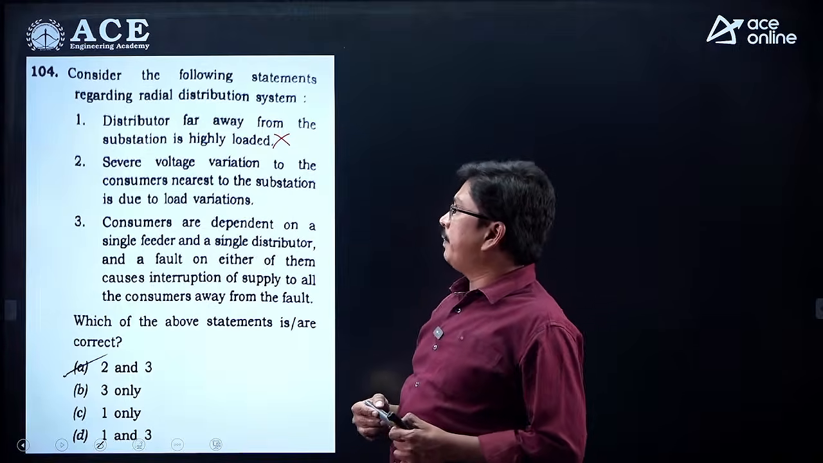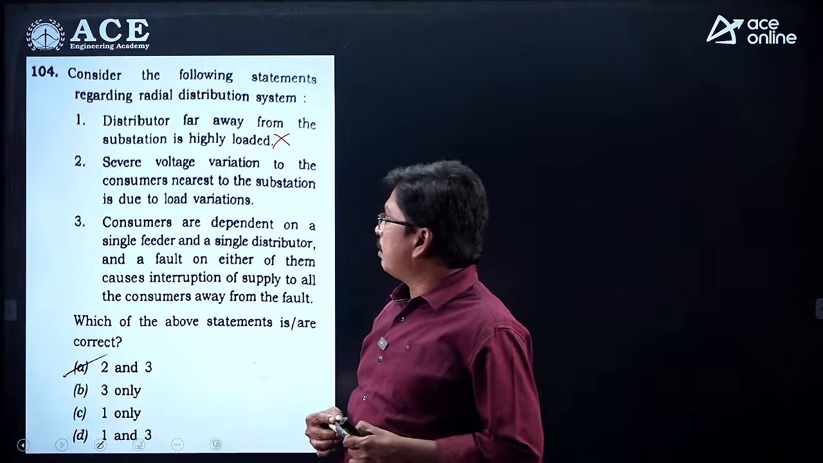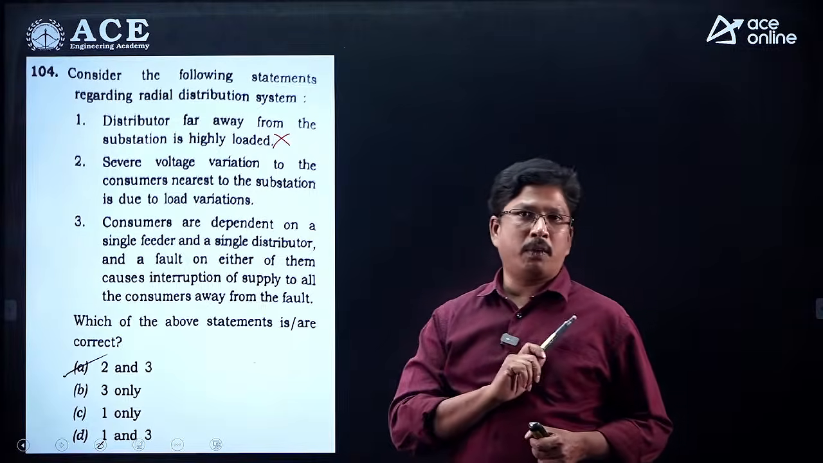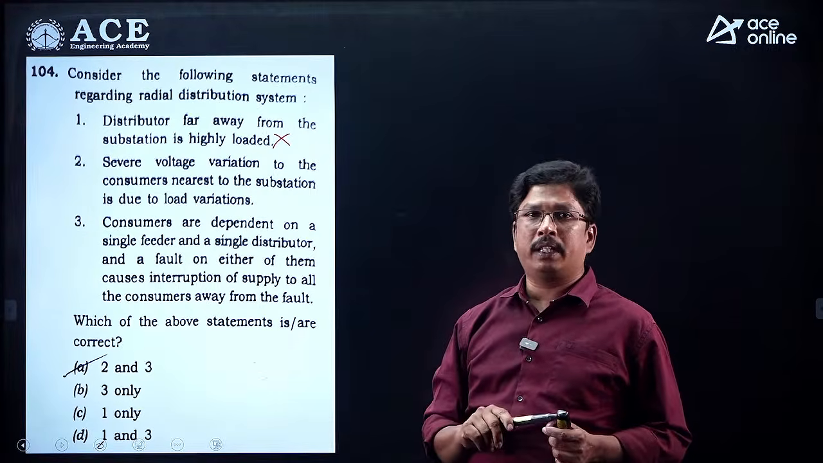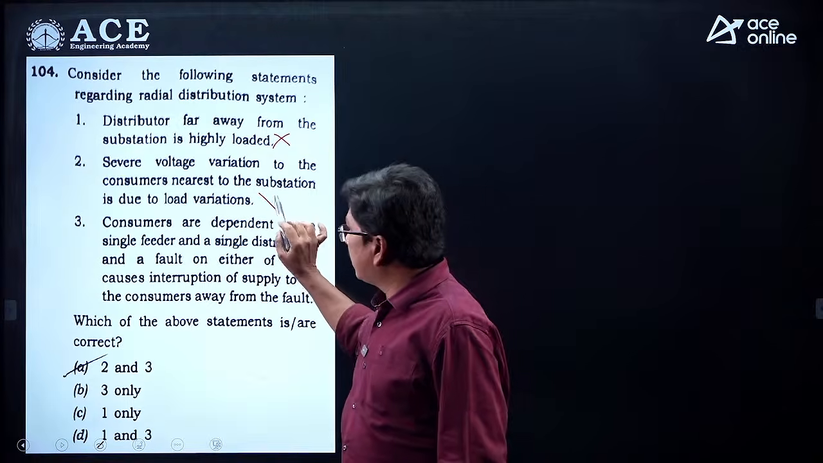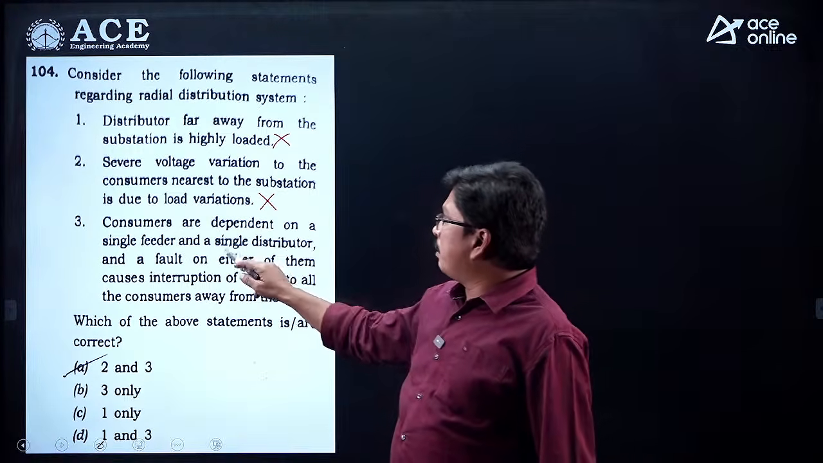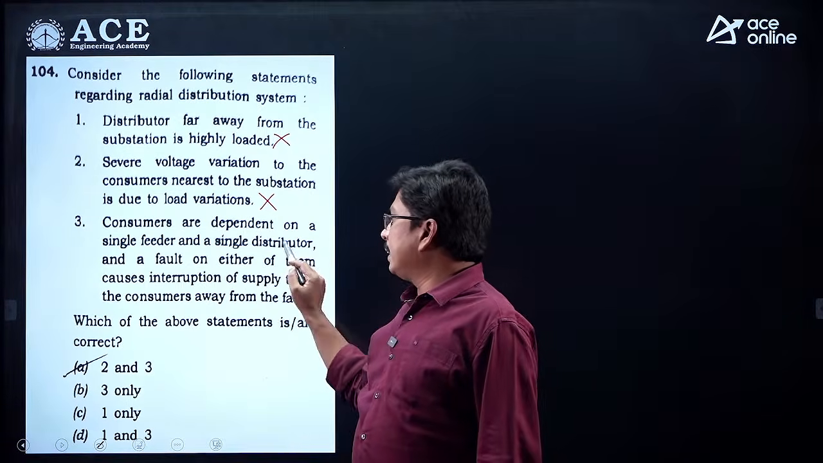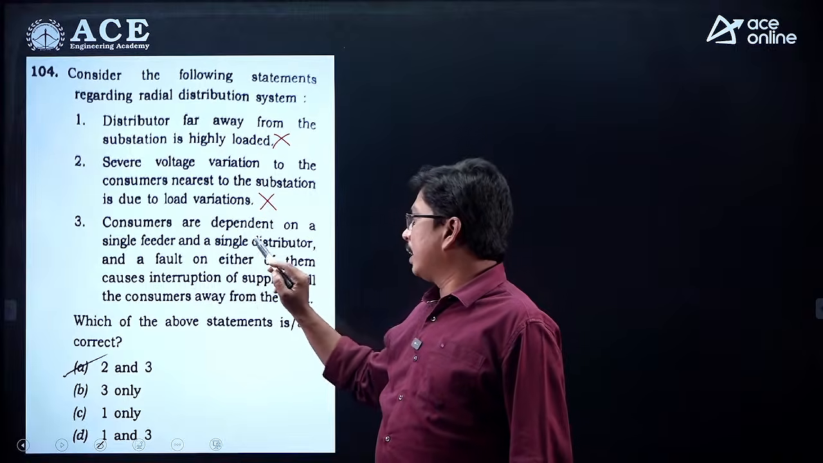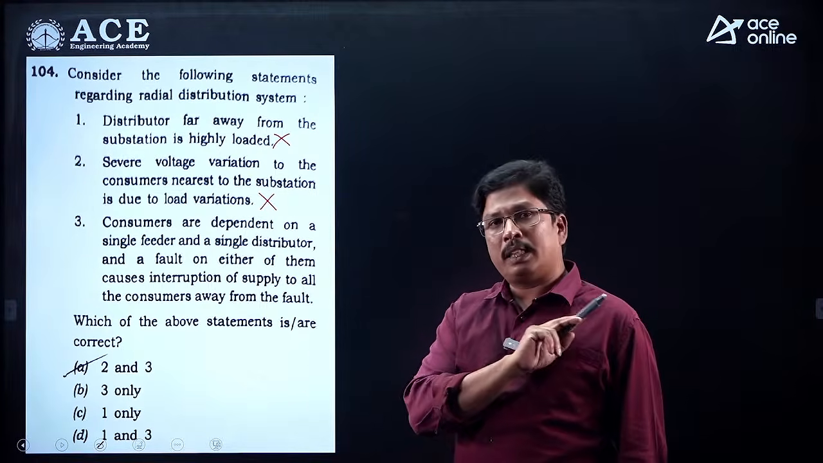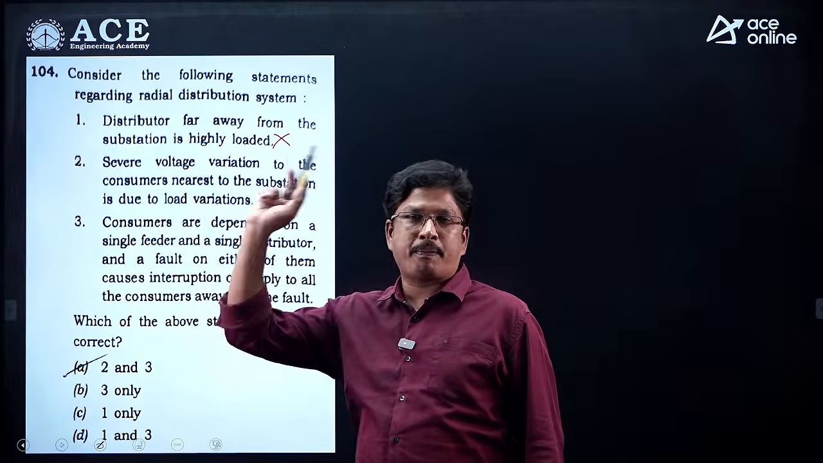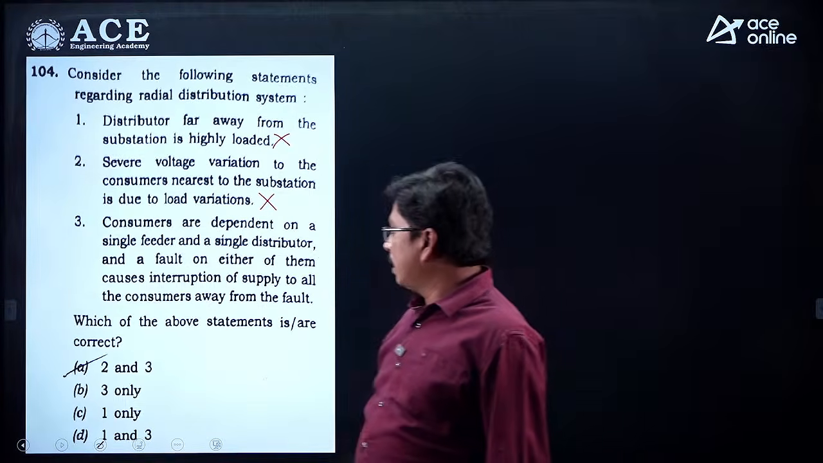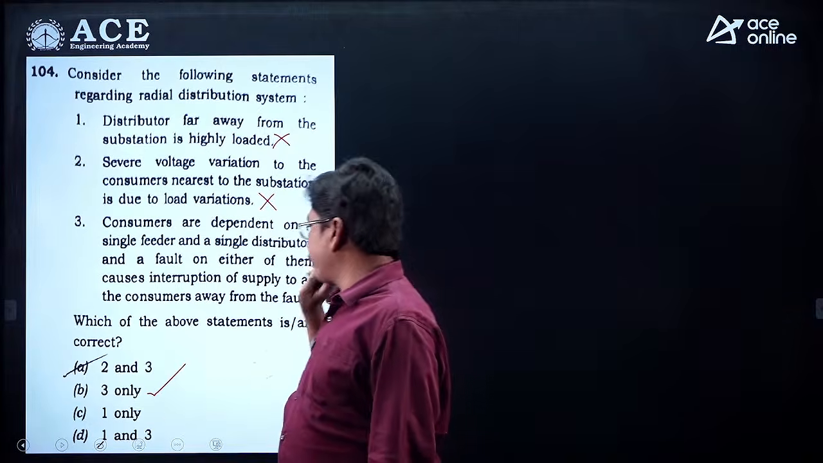Next one: severe voltage variation to the consumers nearest to the substation is due to load variations. At the sending end, we don't have voltage variations. At the receiving end only, we have the highest voltage variations. So this is also a wrong statement. The consumers are dependent on a single feeder. In a radial distribution system, it's a single feeder and a single distributor, and a fault on either of them causes interruption of supply. Yes. As we have a single radial distribution system, a fault at any one location will disturb the overall loads. So we can go with only statement 3.